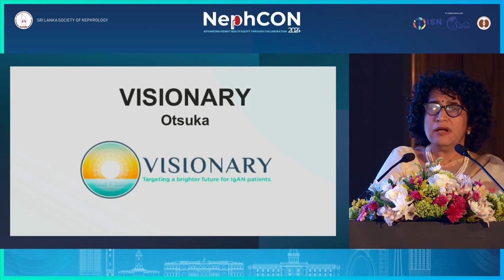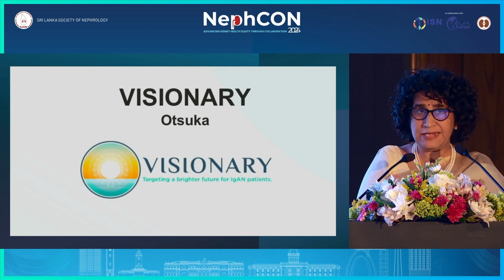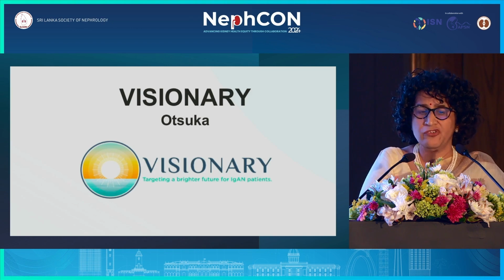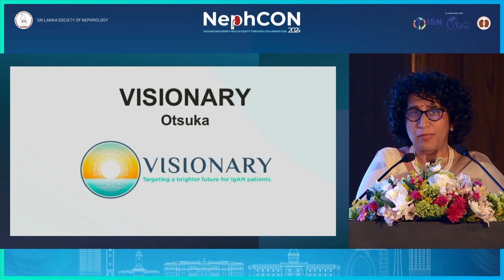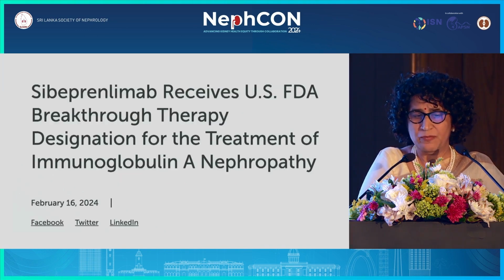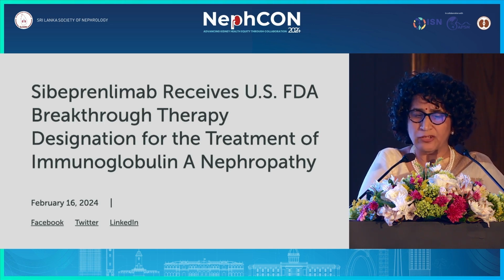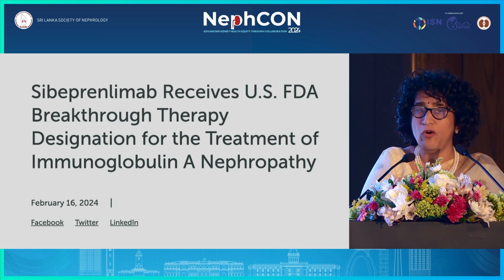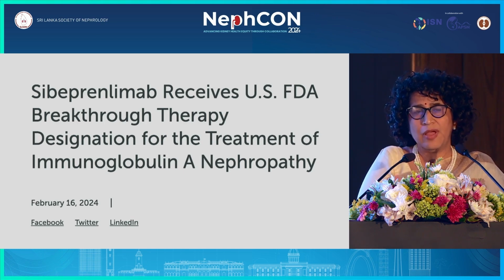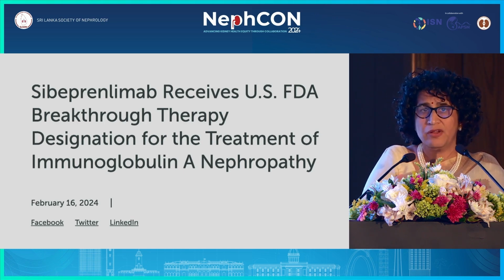So now this drug is being further tested in phase 3 trial, Visionary by Otsuka, and this trial has yet to achieve completion. Sibeprenlimab received US FDA Breakthrough Therapy designation for treatment of IgA nephropathy. This was in February 2024, and the company has also filed for accelerated approval to US FDA.